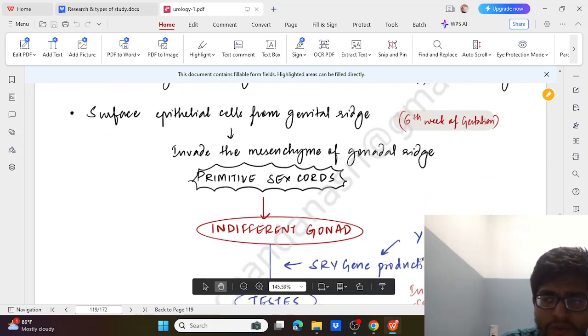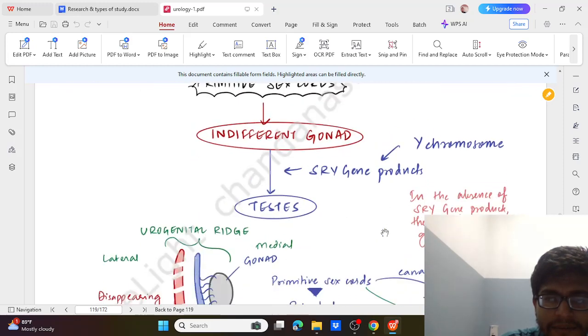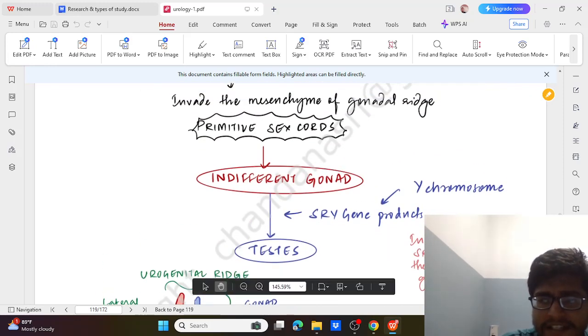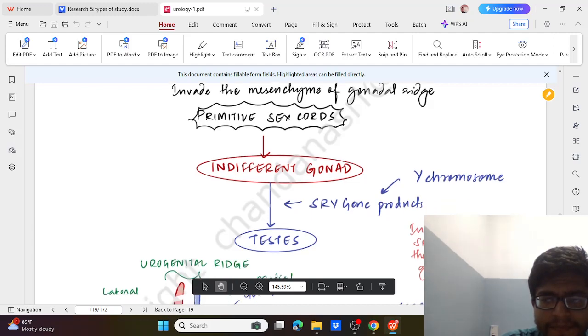When there is Y chromosome, this will result in formation of SRY gene products, and that will give rise to testes. And in the absence of SRY gene products, there will be indifferent gonad. It automatically becomes ovary.